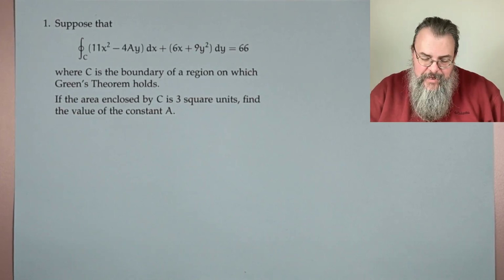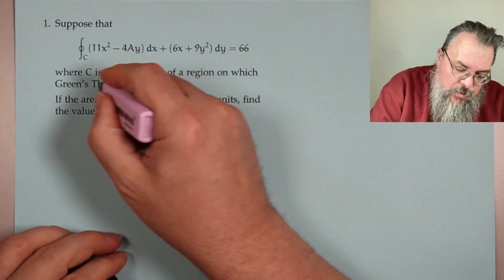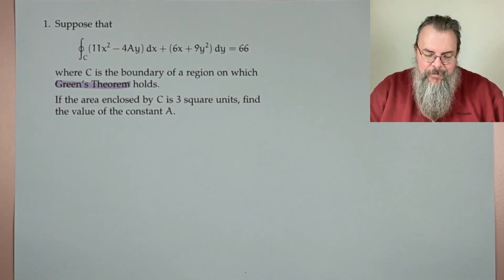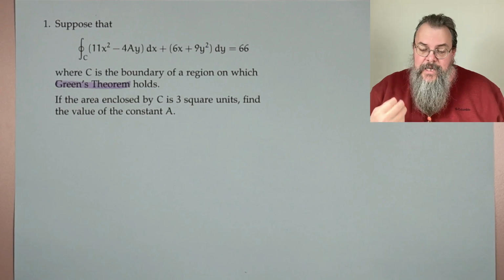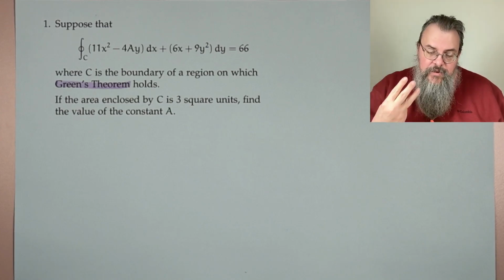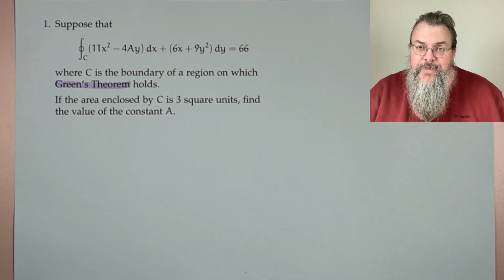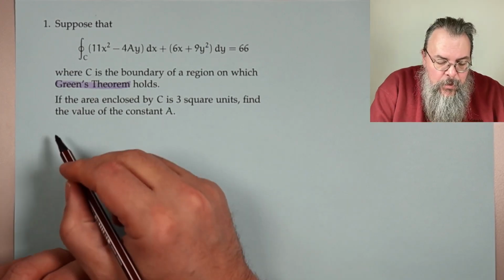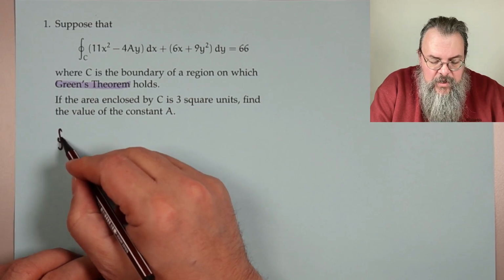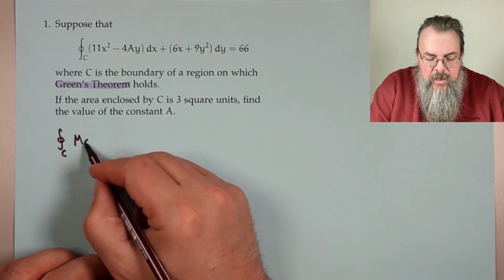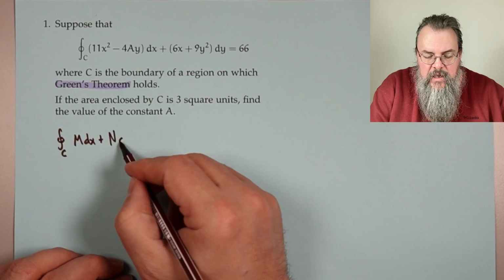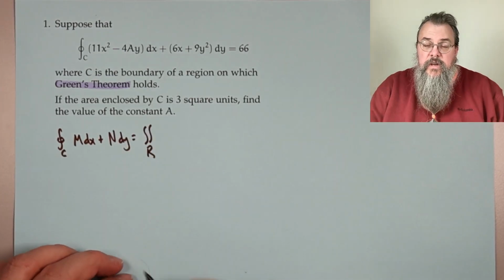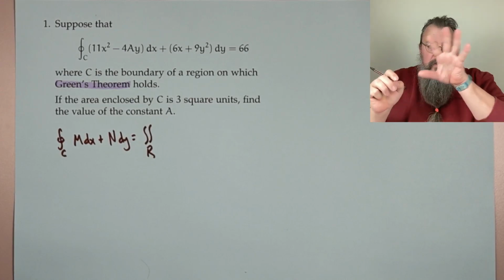Now, I suspect this is probably a clue that we should be using Green's theorem. We're not going to let that clue pass us by. If the area enclosed by C is 3 square units, find the value of the constant a. All right, so let's write down Green's theorem. We have that the integral along a closed curve of M dx plus N dy is equal to the integral over the region that it's enclosing, right?